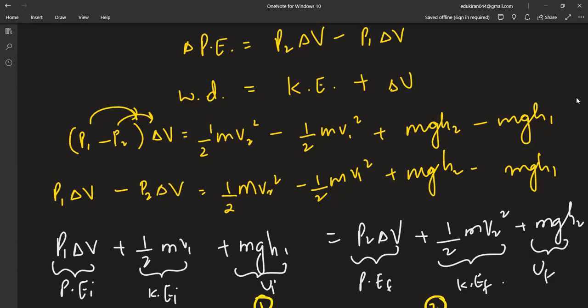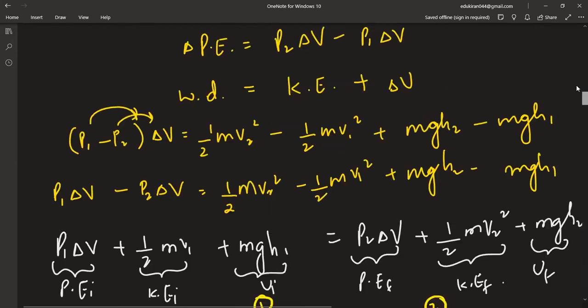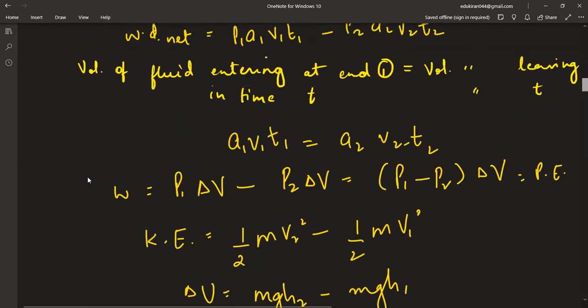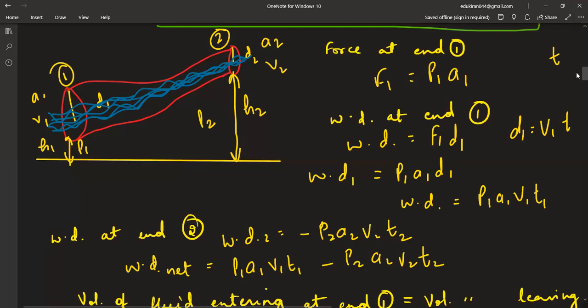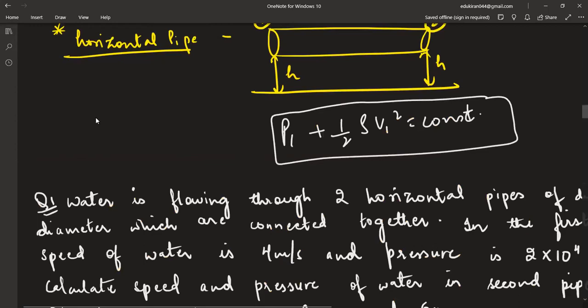Okay, class done. Now see, one note point is that if the height is the same, we had taken a case where both the heights were unequal from the ground. This was h1, this was h2. If both of them are the same, we will not include the potential energy component. Pressure energy will be there, kinetic energy will be there, but potential energy will not be there.